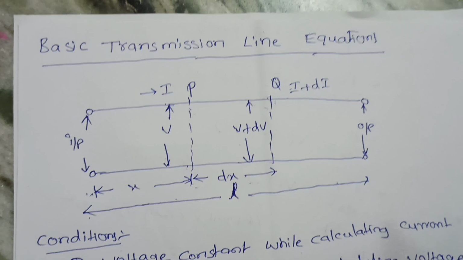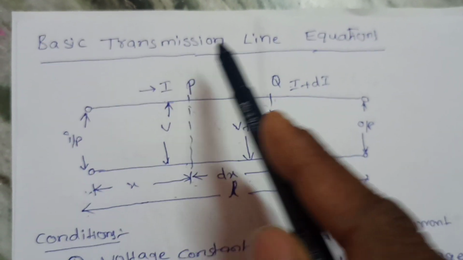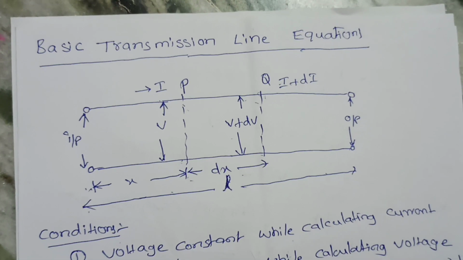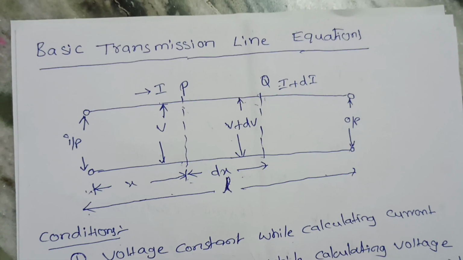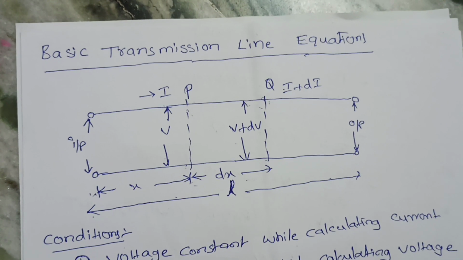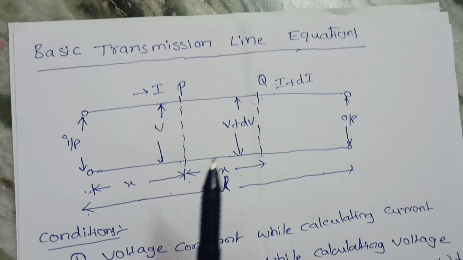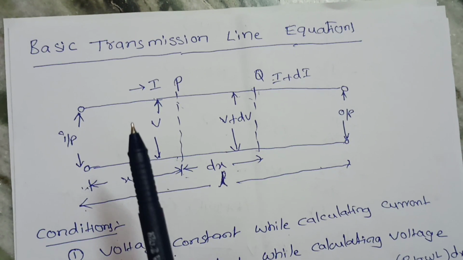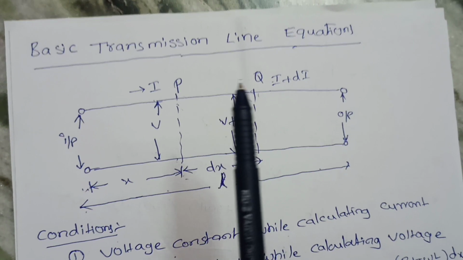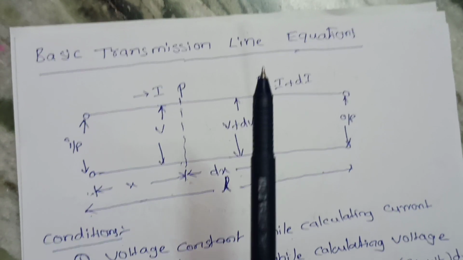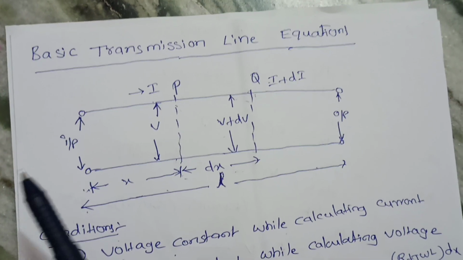Today I want to discuss basic transmission line equations. Basic transmission line equations means we have to find out the voltage and current equations. Voltage and current equations of transmission lines are known as basic transmission line equations.